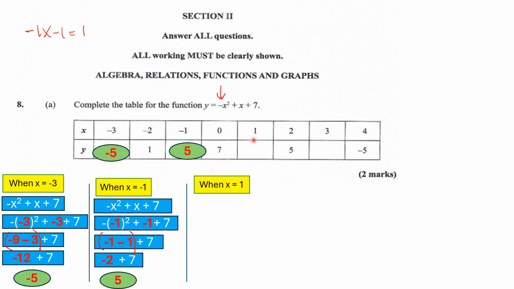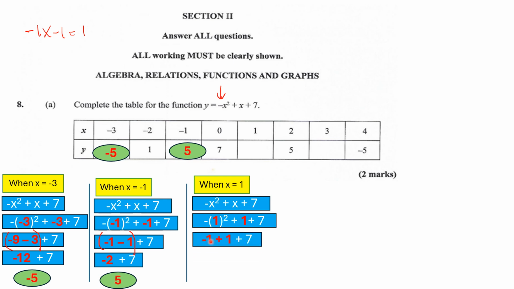We now have to work out x equals 1. So when x is equal to 1, wherever we see x in our function, we're going to replace it with positive 1. So 1 times 1 is 1, but it is a negative function. So negative 1 plus 1. Let's put our brackets around here. Negative 1 plus 1 is going to give us 0. So that's 0 plus 7. We're going to get positive 7.